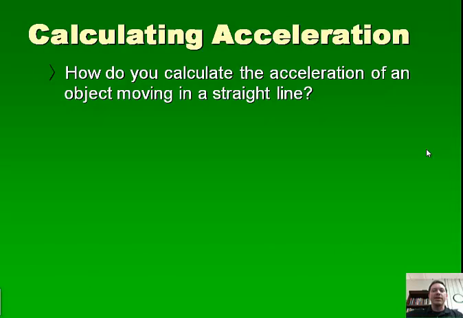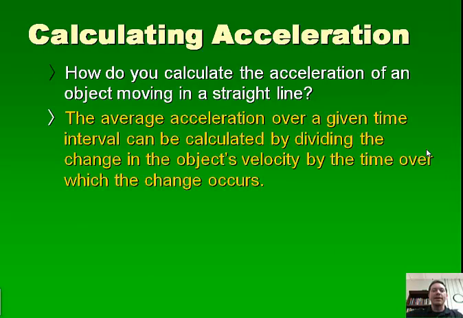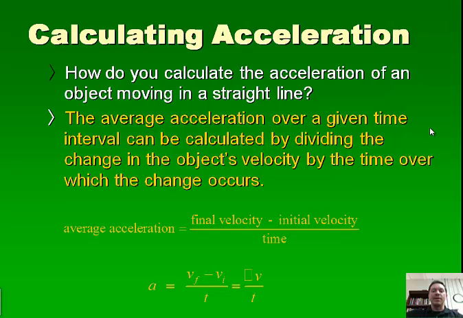So how can we calculate the acceleration of an object moving in a straight line? The average acceleration over a given time interval can be calculated by dividing the change in object's velocity by the time over which the change occurs. So not only does it sound complicated in words, it looks a little complicated in formula form as well. So our acceleration here is just a change in velocity. So we take our final velocity minus the velocity we're initially going, and we divide it by time.